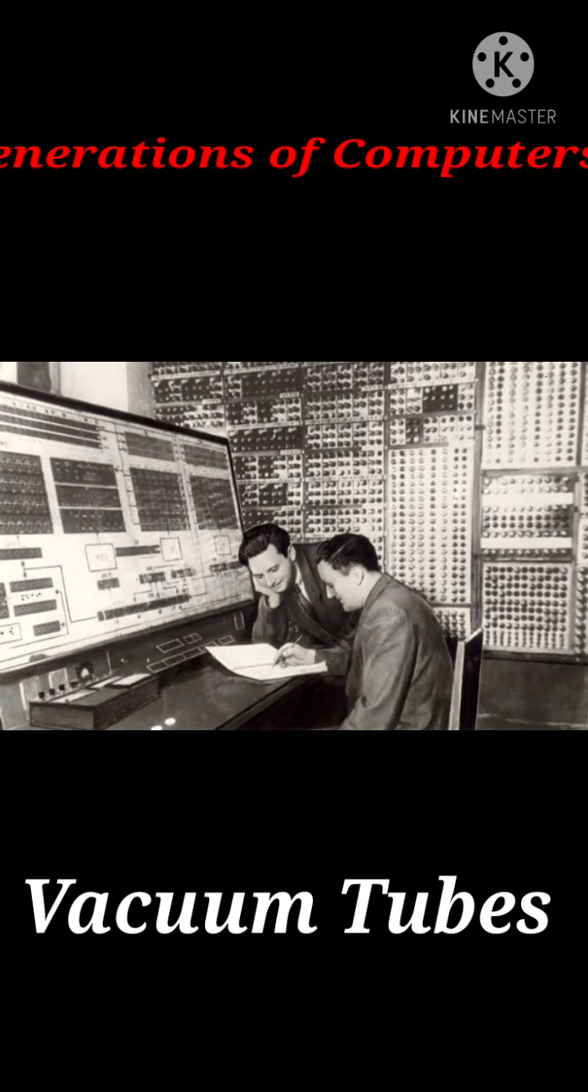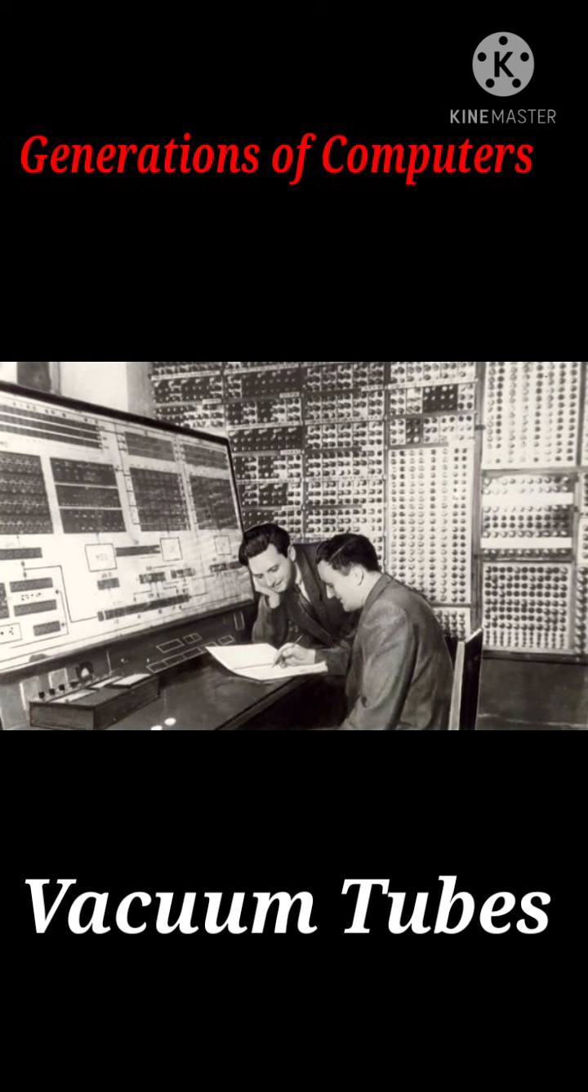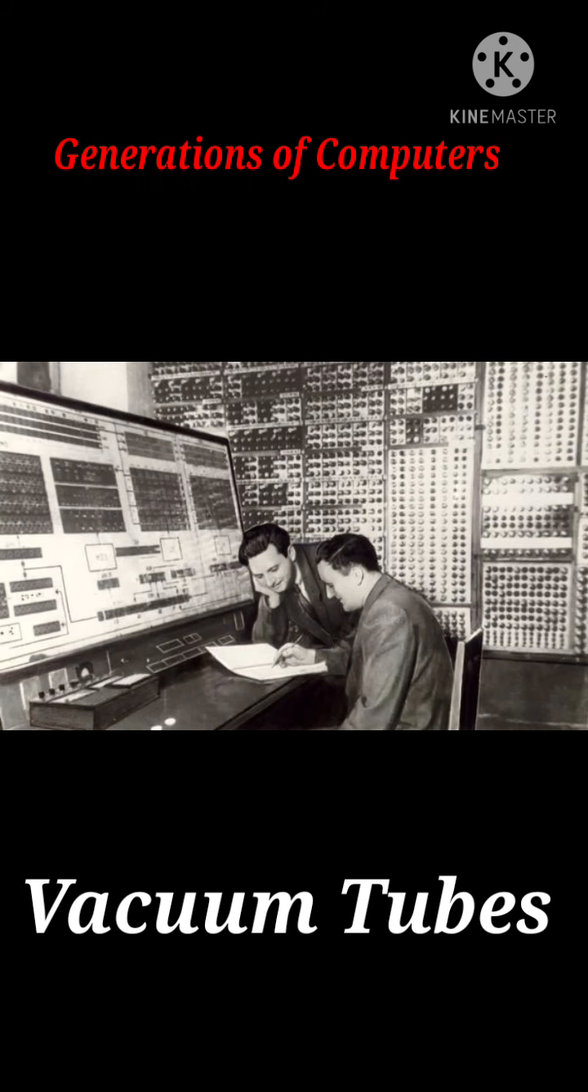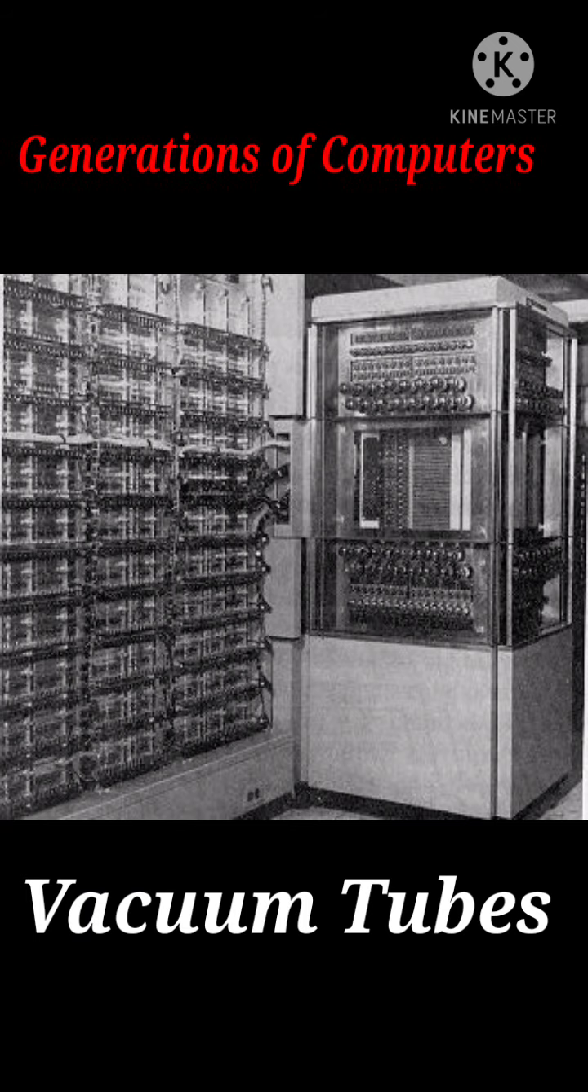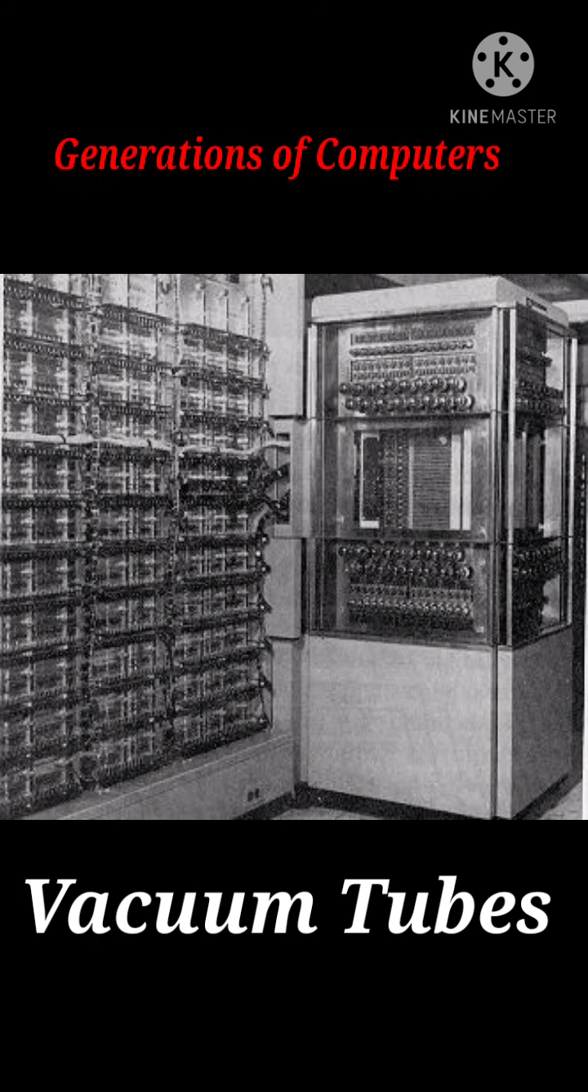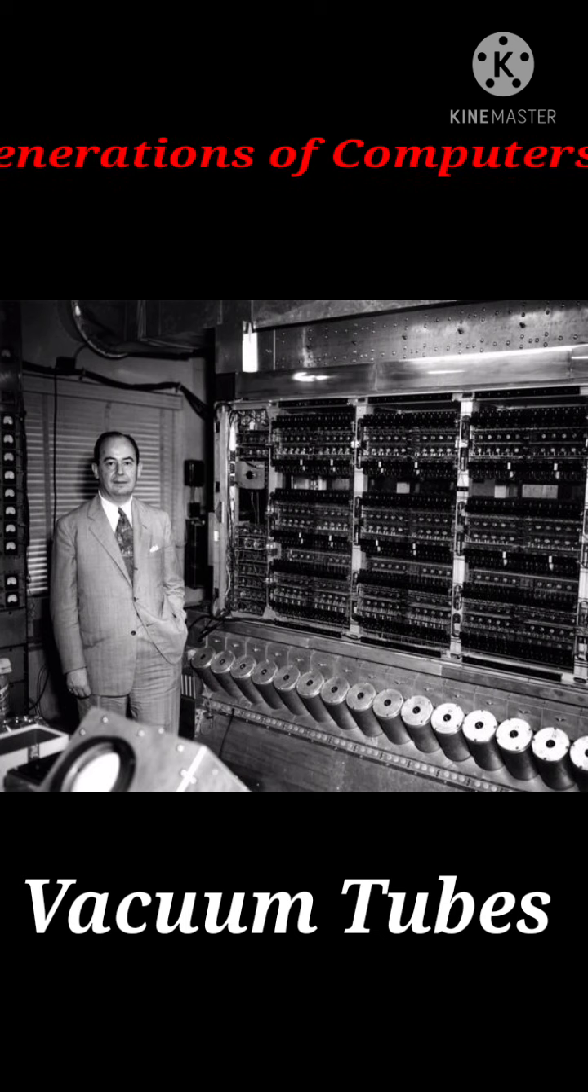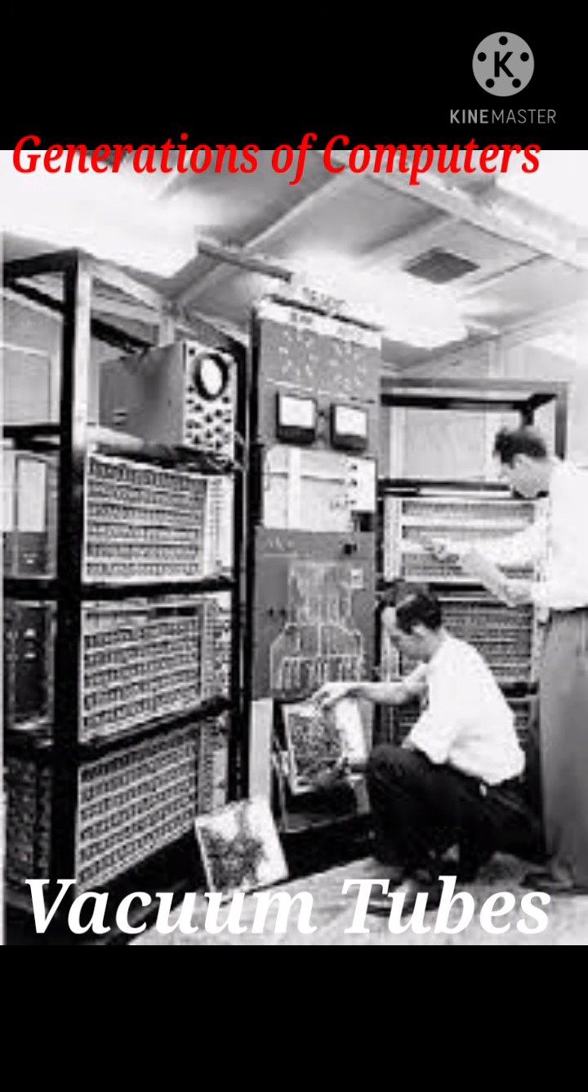Examples of first generation computers are Mark I, Electronic Numerical Integrator and Computer, Electronic Delay Storage Automatic Calculator, Electronic Discrete Variable Automatic Computer. Mark I was the first fully functional computer. It was developed by Aiken. It was very fast in calculations and took 3 to 6 seconds to add two numbers.